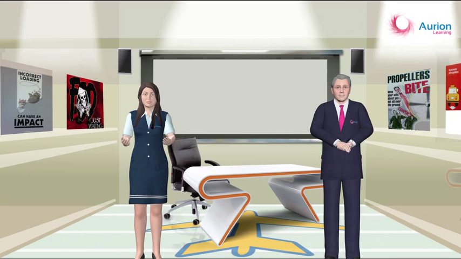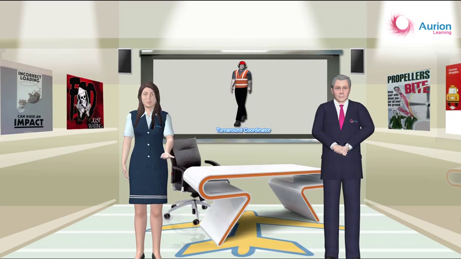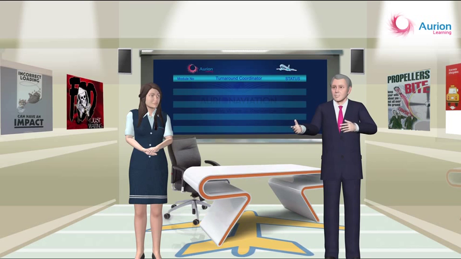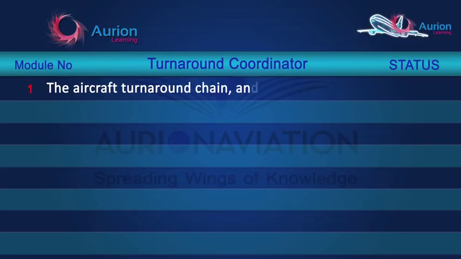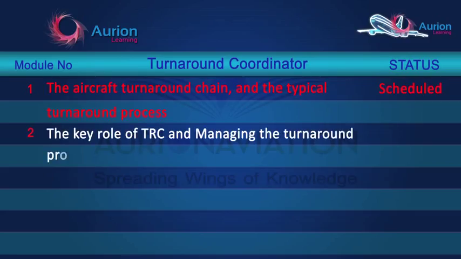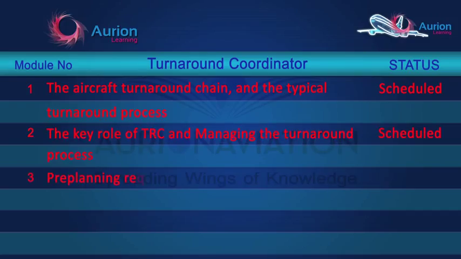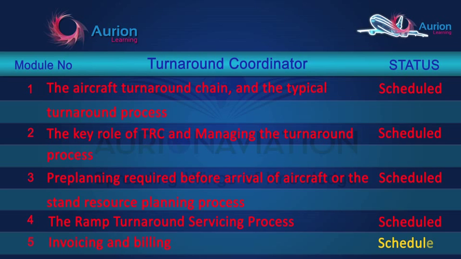Hello and welcome to the Orion Learning course on understanding the role and responsibilities of the Turnaround Coordinator. In this course, we shall cover the following: the aircraft turnaround chain and the typical turnaround process, the key role of a TRC managing the turnaround process, pre-planning required before arrival of aircraft or the stand resource planning process, the ramp turnaround servicing process, invoicing and billing.